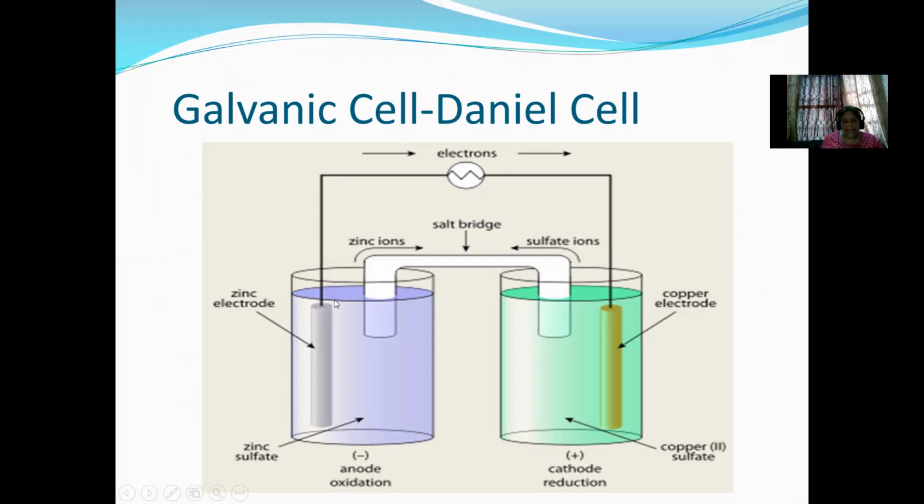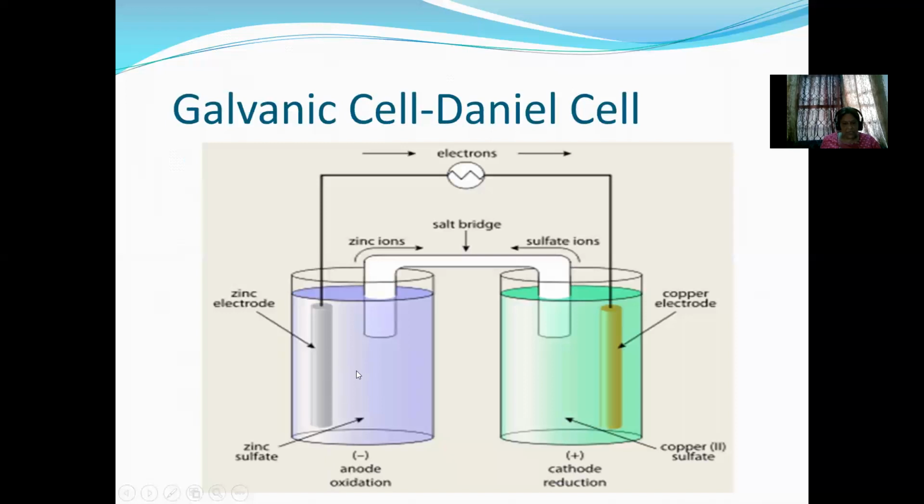Now, how this Daniell cell is constructed, you can see on the screen from this diagram: any galvanic cell is made up of two half cells. You can see one half cell, this blue colored half cell on your left hand side. Here we have taken a pure zinc rod, which is dipped inside the electrolytic solution.